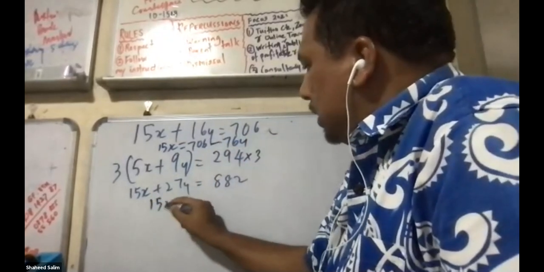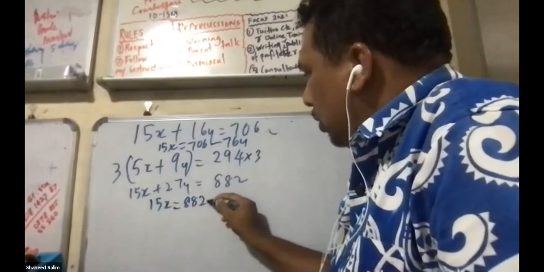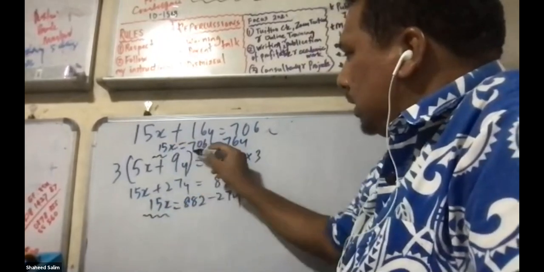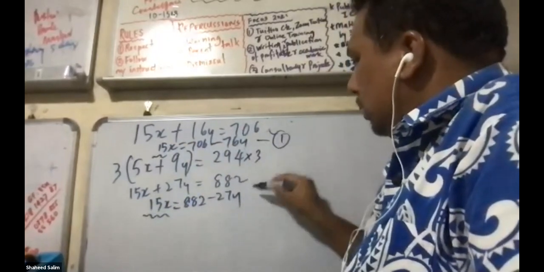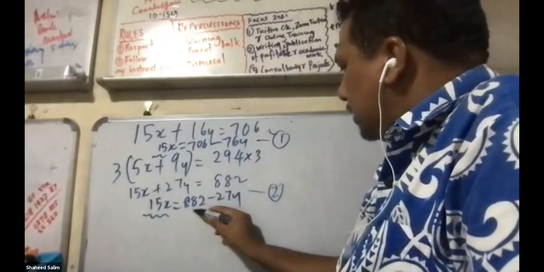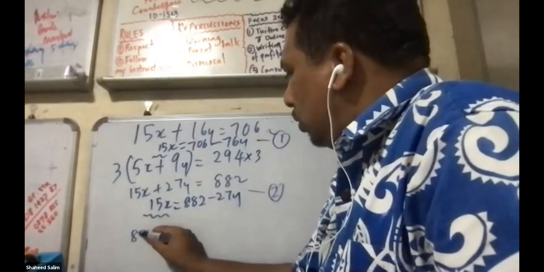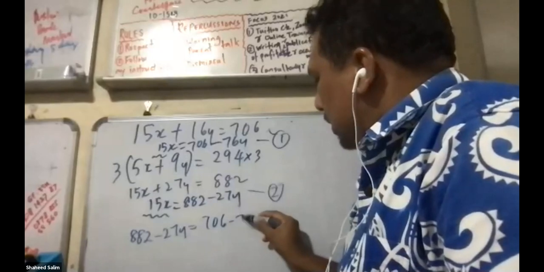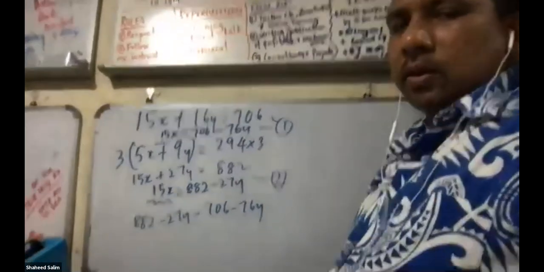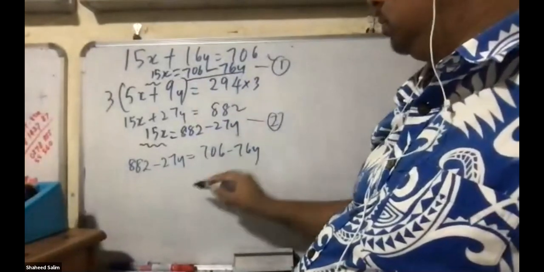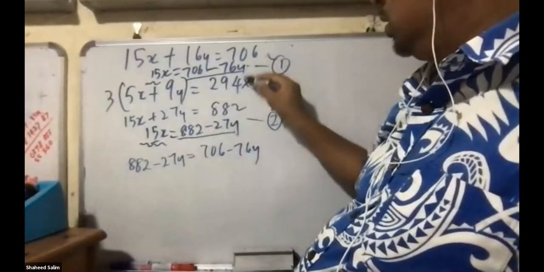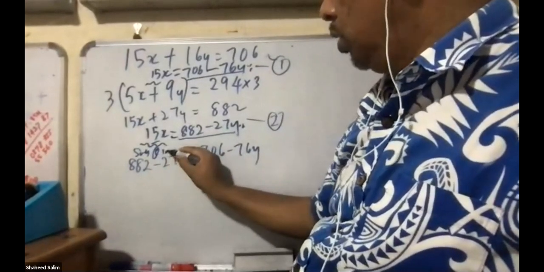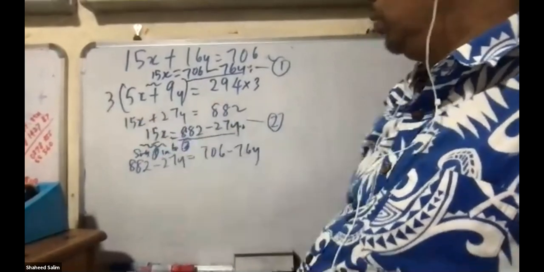This one also, I make 15x equals to 882 minus 27y. So this is 15x. 15x equals to this, 1 times 2. So that means 882 minus 27y is equals to 706 minus 76y. Can you see that? 15x equals to this, so these two must be the same. This is what you mean by substitute 1 in 2 or 2 in 1. Doesn't matter whether 1 in 2 or 2 in 1.